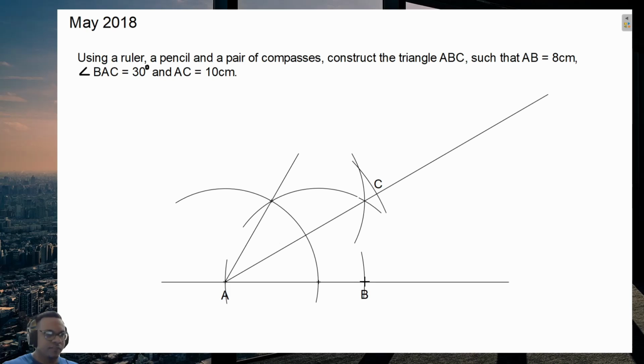So I'll draw a line from the endpoint B to the endpoint C, and that will be your triangle. Now that I'm happy with my drawing, I'll darken the outline of the triangle ABC. And that's your answer.